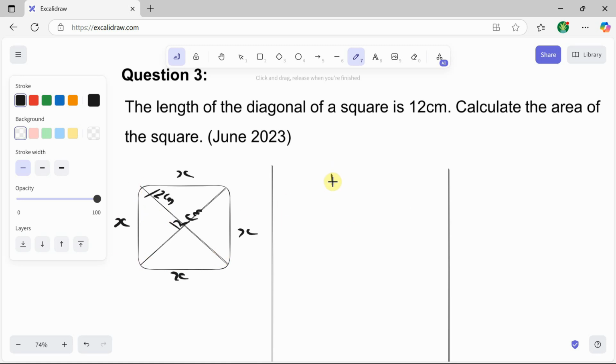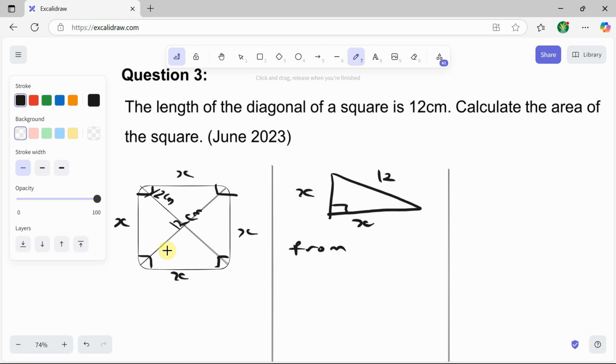So if I just take one part of it, let me just take this side here. That will be something like this. We have x, and we have 12. Of course this is a right angle because it's a square. All these are right angles. So we could say from Pythagoras, let me say something here.